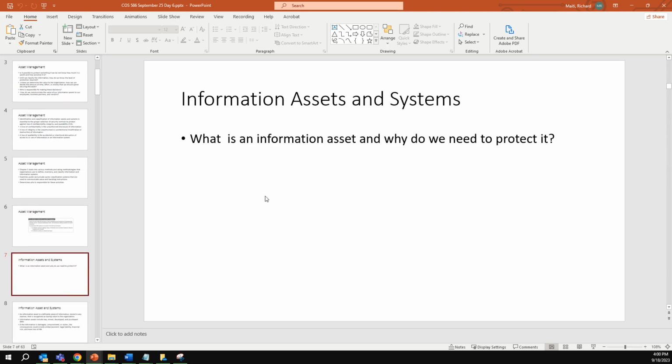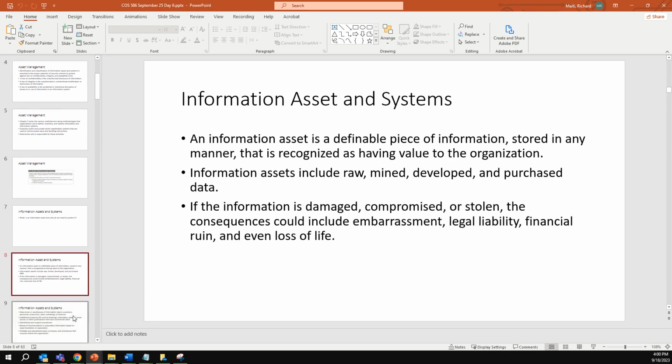So what is information security and why do we need to protect it? So it's an information asset. It's a definite piece of information stored in any manner that has some kind of value to the organization. It could be raw, mined, developed, or purchased data. So if the information is damaged or stolen, it could result in a lot of other consequences, as you see here.